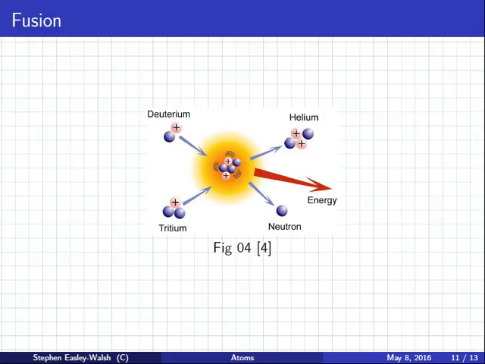So this is called fusion, when you take 2 atoms and smash them into 1. It's the opposite of fission, where you take 1 atom and split it into 2. So this picture, if you can draw this please, this is an example of fusion.